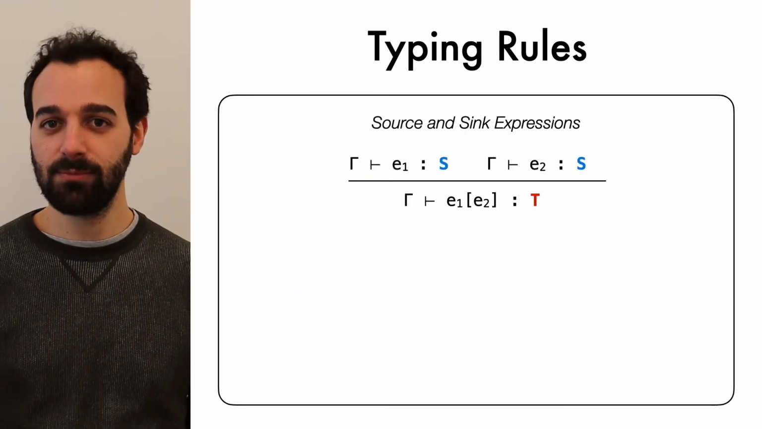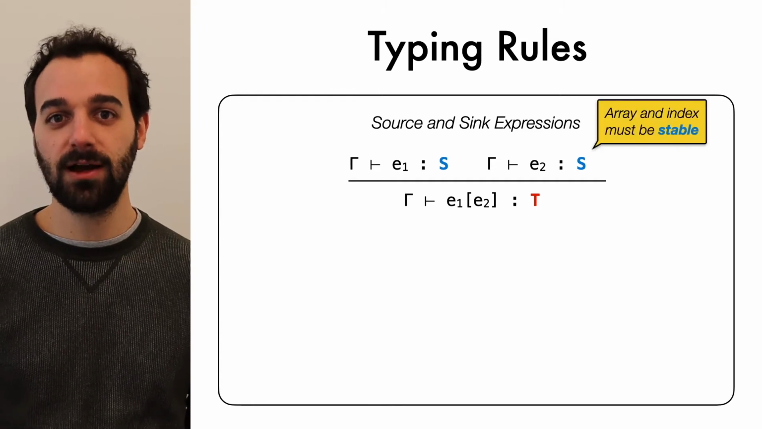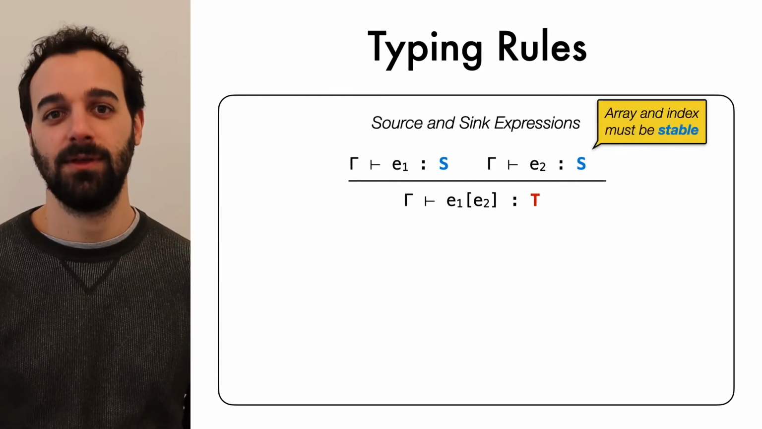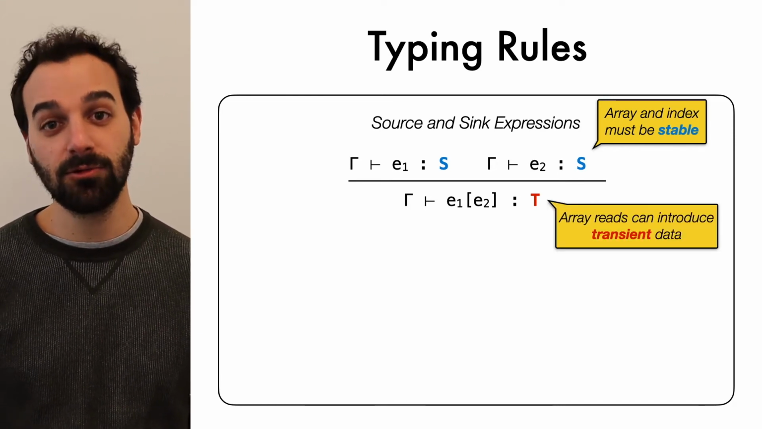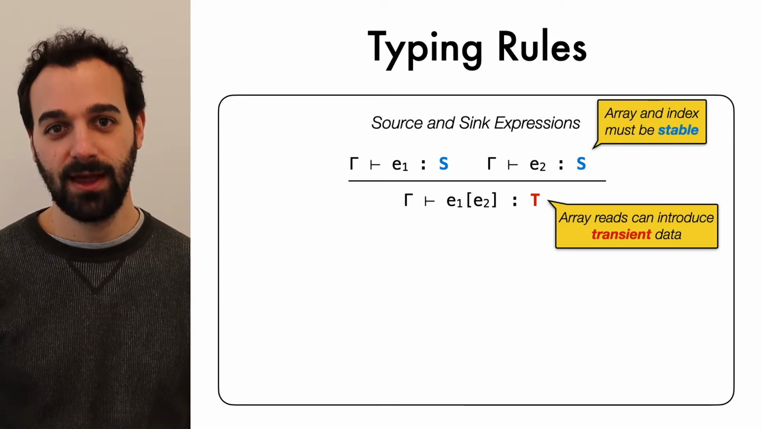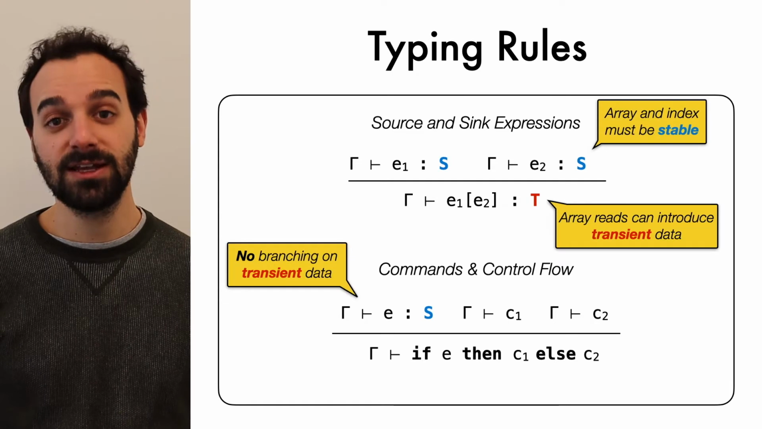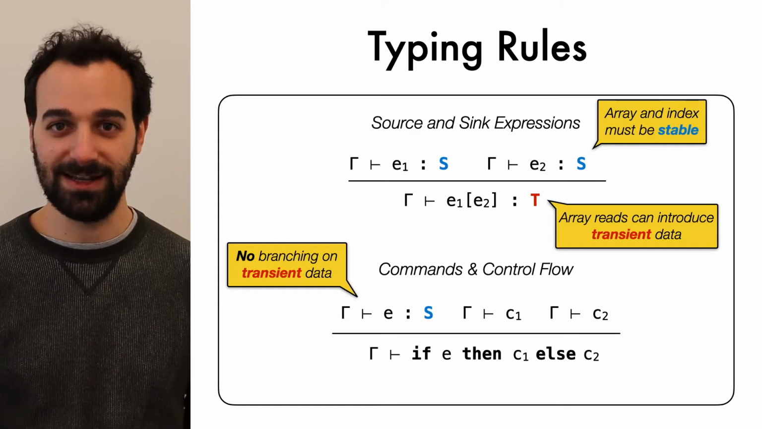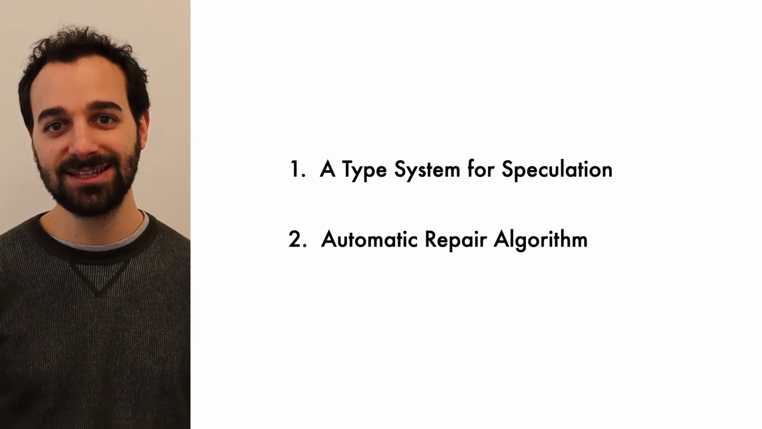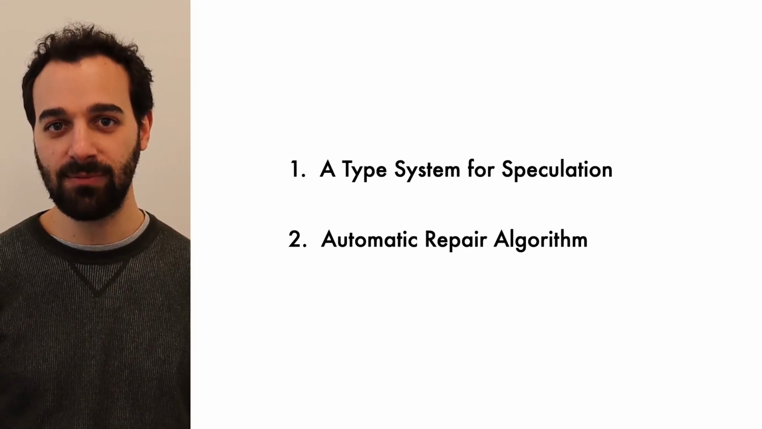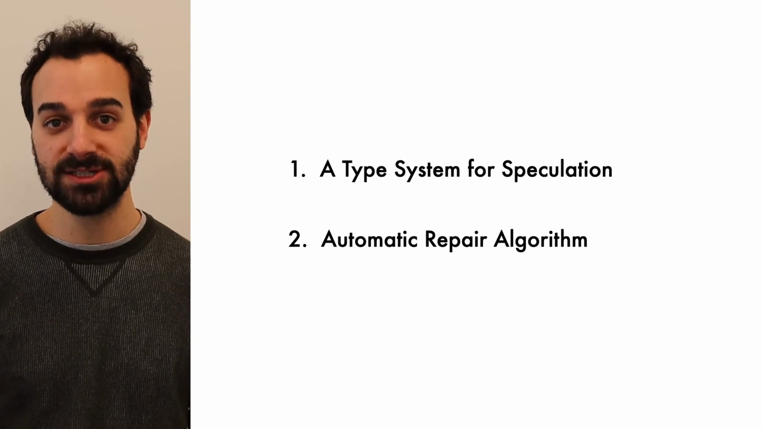To avoid secret-dependent memory accesses, the rule for reading arrays requires the array and the index to be typed stable. Since reading an array out of bounds can transiently introduce secrets in a program, the rule types the result as transient. Similarly, to avoid secret-dependent branches, the type system does not allow branching on transient data. Without protect statements, existing programs are likely insecure under speculation and will be rejected by our type system. Therefore, we have studied an algorithm that finds potential speculative leaks and synthesizes a minimal number of protect statements to ensure that programs are speculatively constant time.